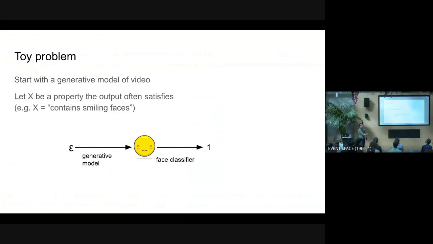If you imagine this model takes some Gaussian noise and produces a video, you have a face classifier you can run over that video. The face classifier will often end up outputting 1, even though there's only a tiny fraction of images which get classified as containing a smiling human face. So we have some property which our model often satisfies.